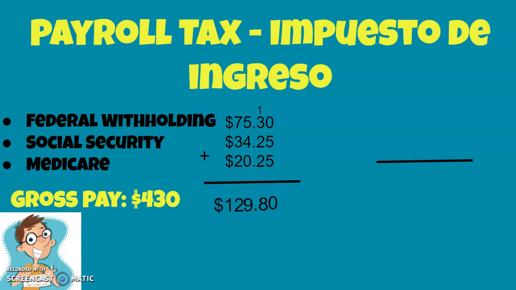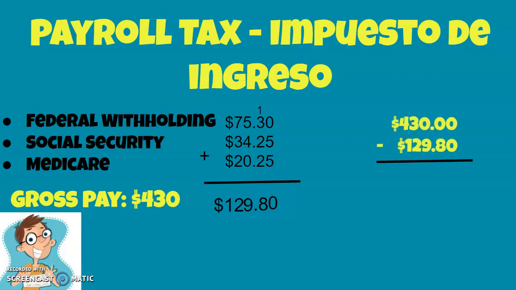I owe $129.80 in payroll tax. Voy a tener que pagar $129.80 de impuesto de ingreso. So eso es lo que me van a deducir de mi cheque. So that is what they're going to take away from my gross pay.